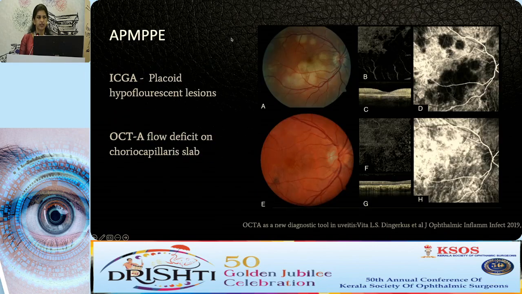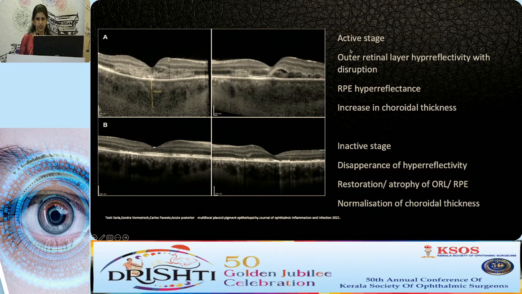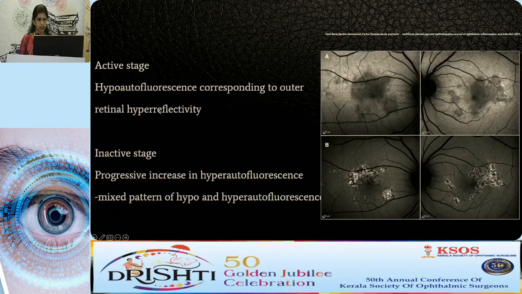Then in APMPPE, you have the larger placoid lesions here. And on OCT angiography, you have flow deficit on the choriocapillary. These are multiple flow deficit areas here on the choriocapillary slab. The ICGA will show you placoid hypofluorescent lesions. In the active stage on the OCT, you have outer retinal hyperreflectivity with disruption and RPE hyperreflectance and an increase in the choroidal thickness.